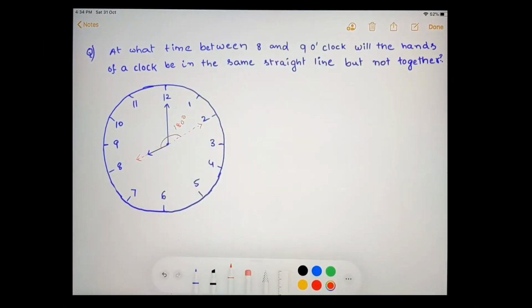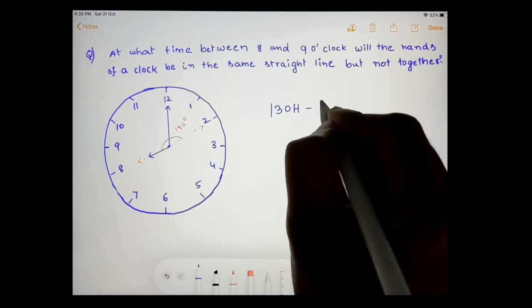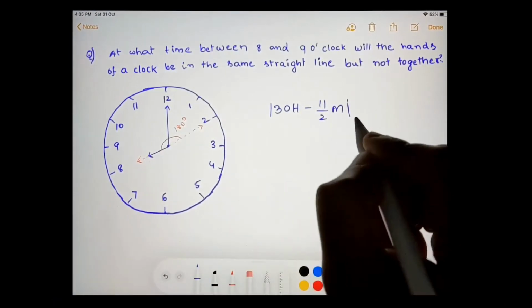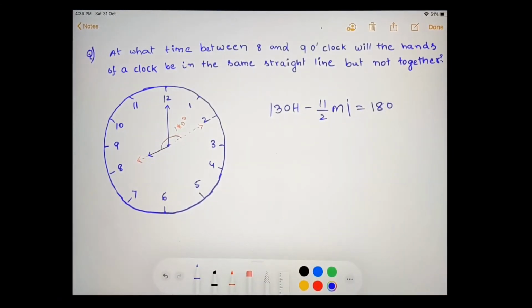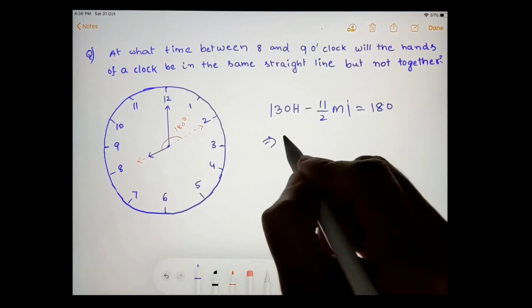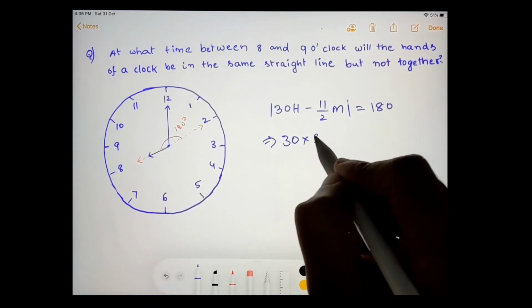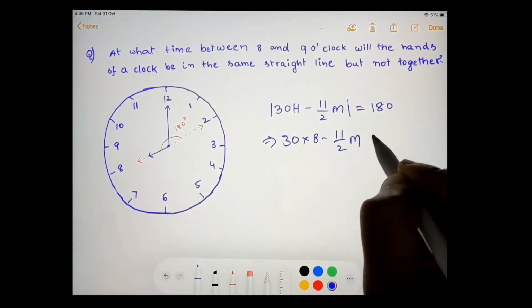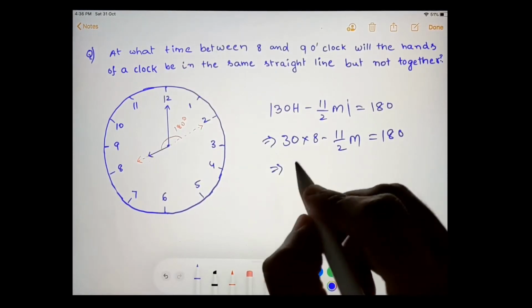We need to identify at what time they form a straight line. We can solve this problem using a formula. To find the angle between the long hand and short hand, the formula is mod 30h minus 11 by 2 m. When they form a straight line, the angle will be 180. Let's substitute. 30 into h, where h means hours. Here 8 is the hour and 11 by 2 m is equal to 180. And here minutes is what we need to identify.